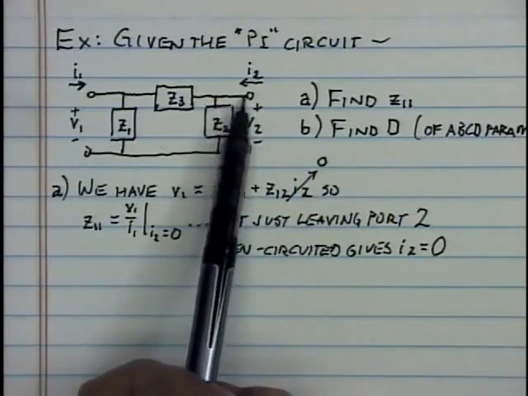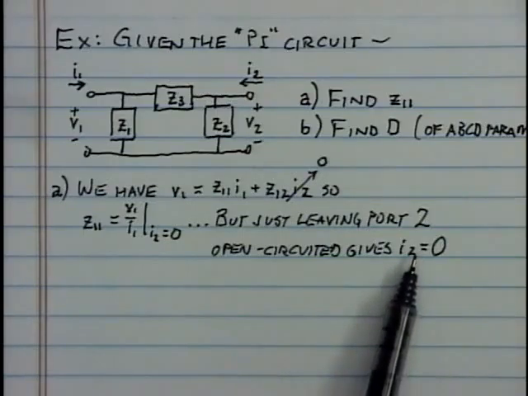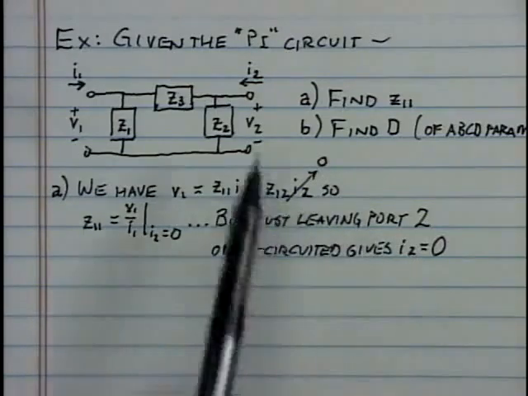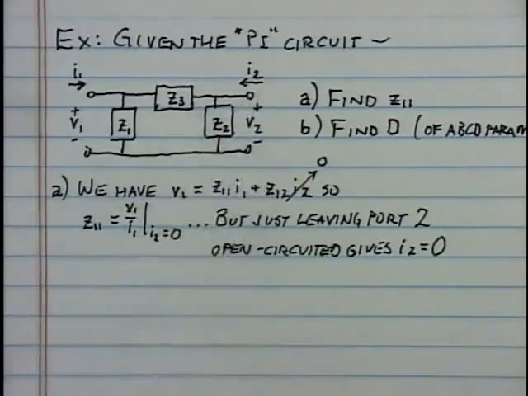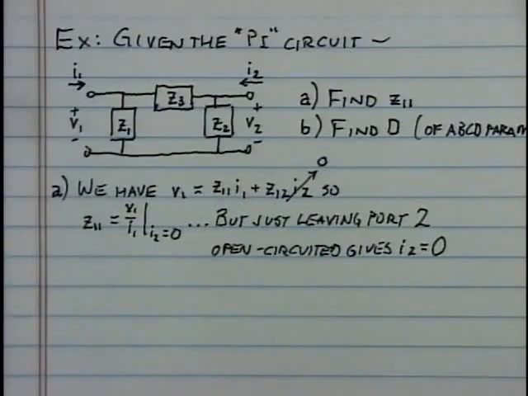That's that wire right there. And Kirchhoff's current law says the current flowing into or out of that node must be 0. As long as there's no other piece of wire hooked up to that upper terminal, that means I2 is equal to 0. Open circuit, port 2. And then find the ratio of V1 to V2.